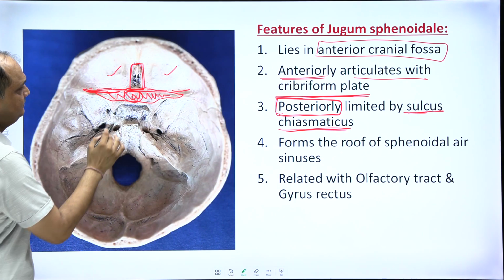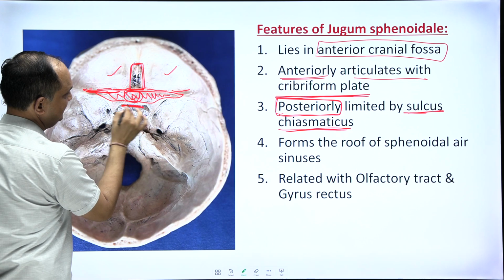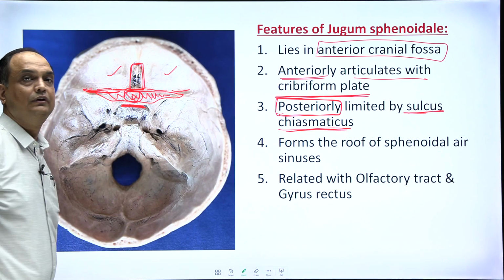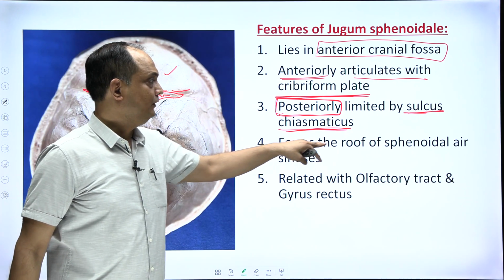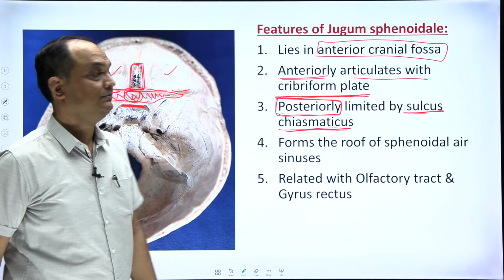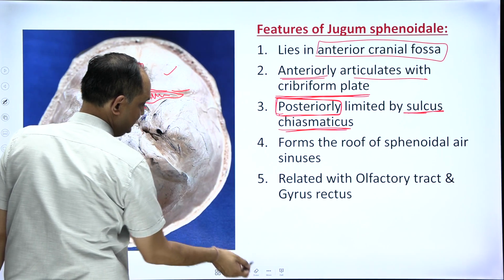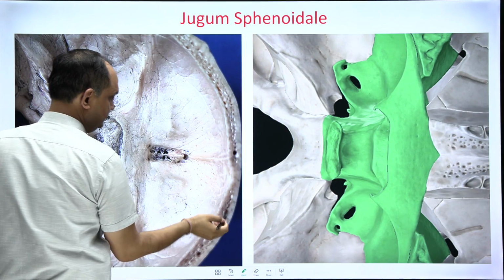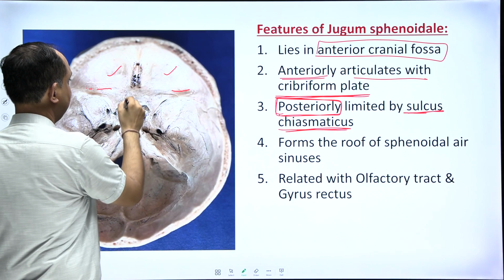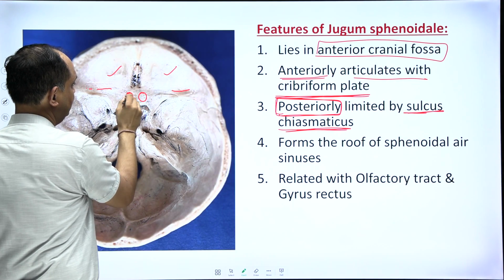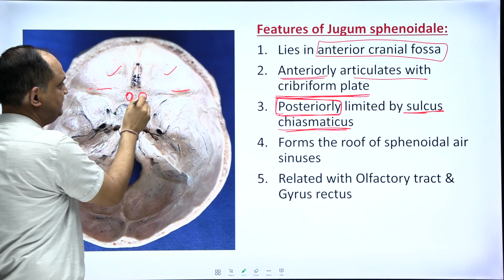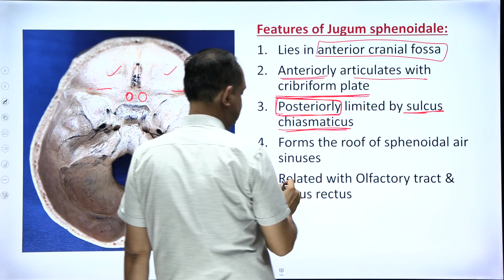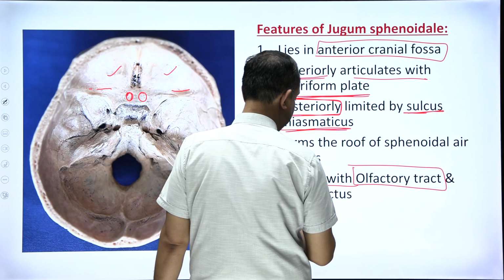So where is the sulcus chiasmaticus? Now this is the sulcus chiasmaticus. This sulcus chiasmaticus is basically the posterior limit of Jugum Sphenoidale. It forms the roof of the sphenoidal air sinuses. What is the meaning? If you see this area, you will find that deep to it we will have the sinuses. So if you break this area, you will find the spaces known as sphenoidal air sinus. And apart from that, this area is related with the olfactory tract and gyrus rectus.